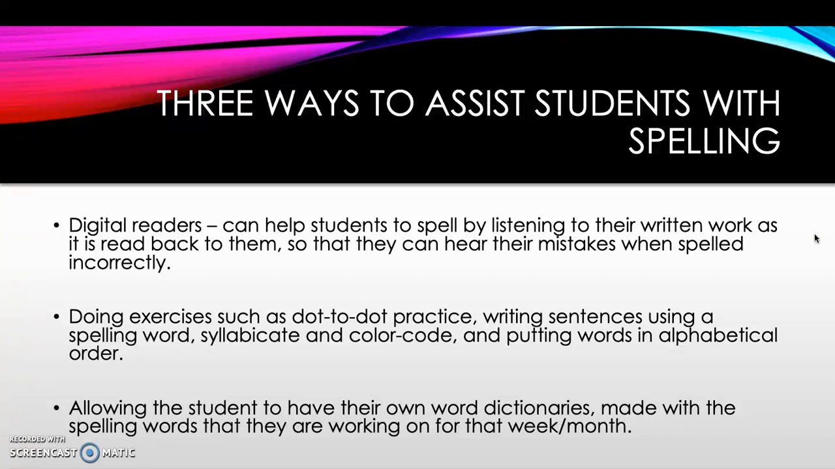Three ways to assist students with spelling. Digital readers. These can help students spell by listening to their written work as it is read back to them so that they can hear their mistakes when spelled incorrectly. Doing exercises such as dot-to-dot practices, writing sentences using spelling words, syllabicating and color coding, and putting words in alphabetical order. Allowing the students to have their own word dictionaries made with the spelling words that they are working on for that week or month.